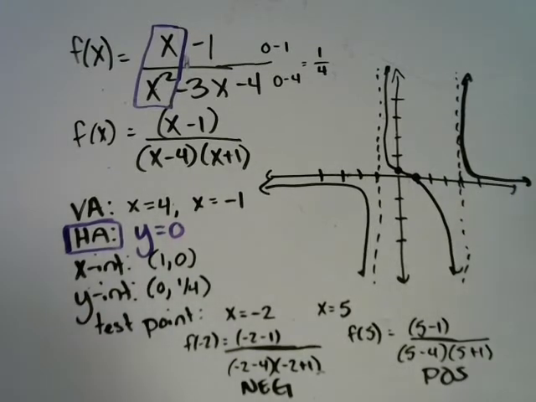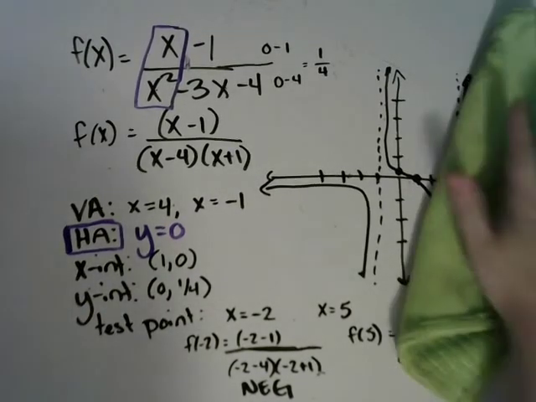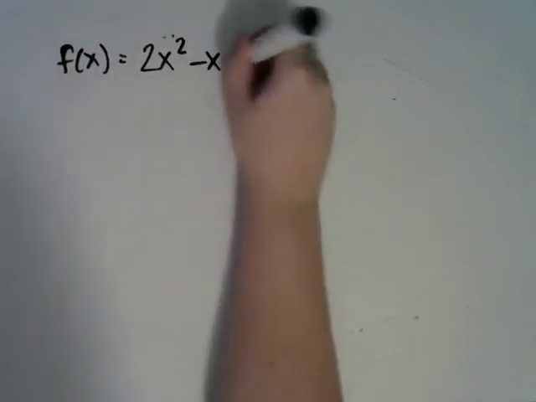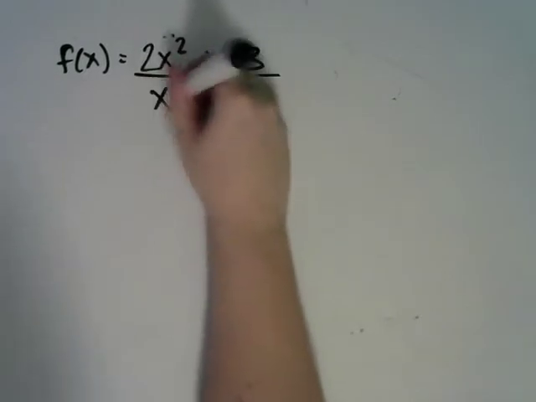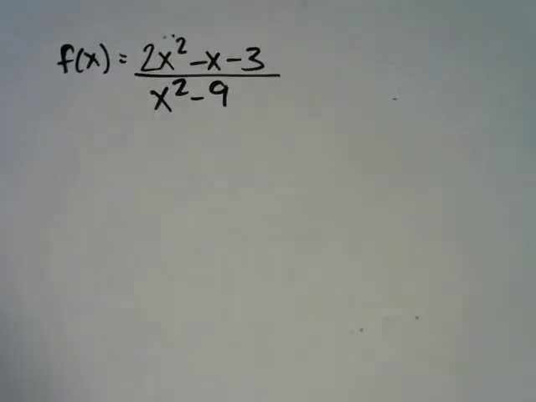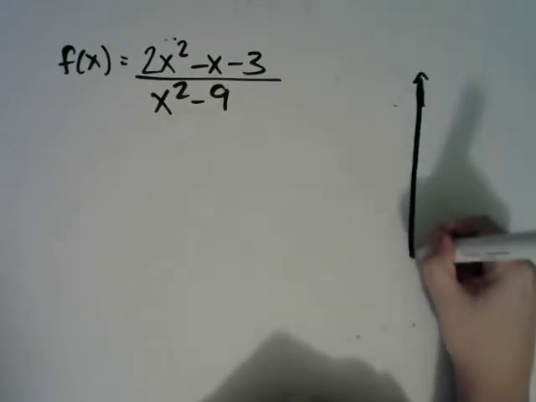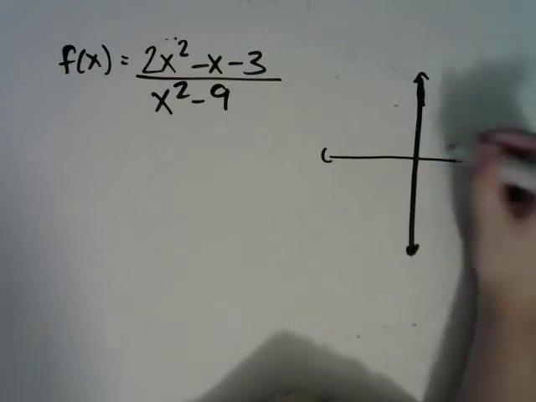For our next example, we're going to add some new features. And the big one is that we're going to take a look at the second case for horizontal asymptotes when the degree in the numerator is equal to the degree in the denominator. So for this example, we have f of x equals 2x squared minus x minus 3 over x squared minus 9. I'm going to draw the graph, and while I do that, try to get a head start on factoring the numerator and factoring the denominator, because that numerator is factorable.